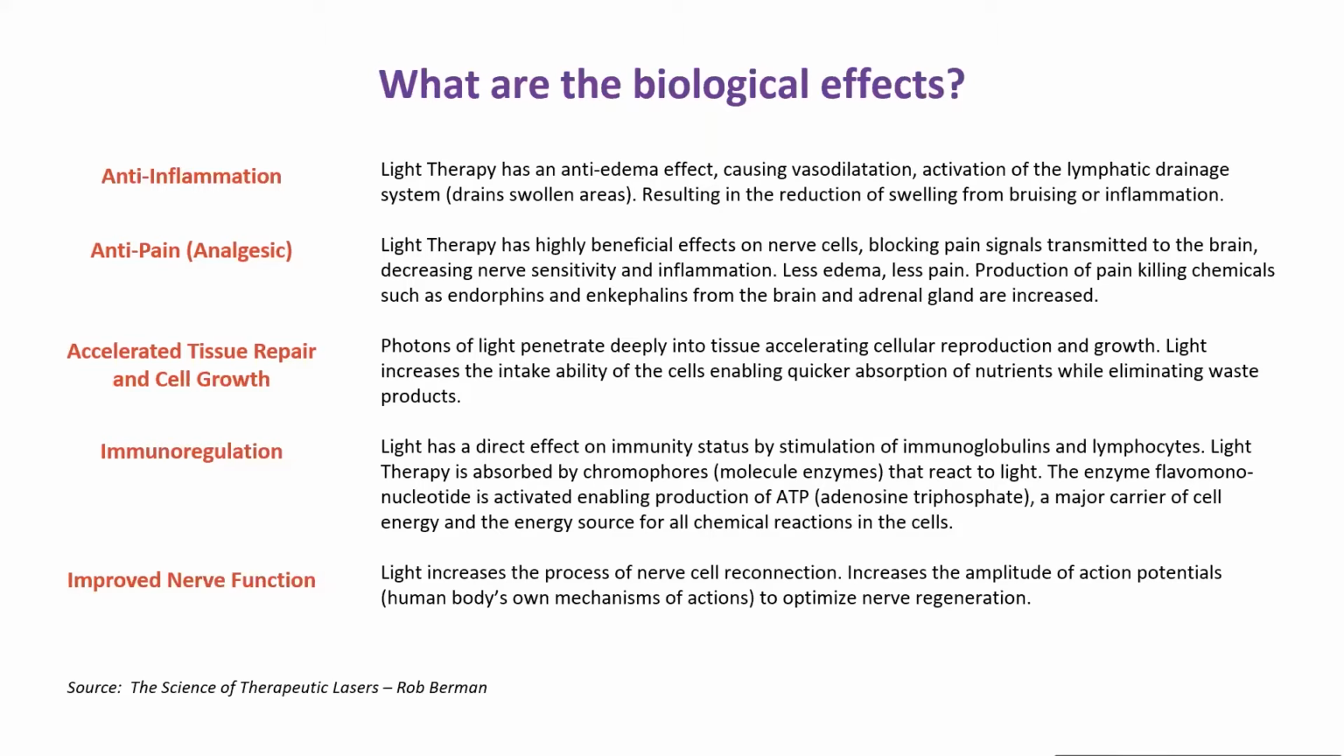Immunoregulation, we're going to have a direct effect on the immunity status by stimulation of immunoglobulins, lymphocytes. All this light is going to be absorbed by the chromophores that will react to the light. We're going to create a variety of enzymes that are going to produce ATP. And the ATP is a major carrier of cell energy and energy source for all chemical reactions in the cell.